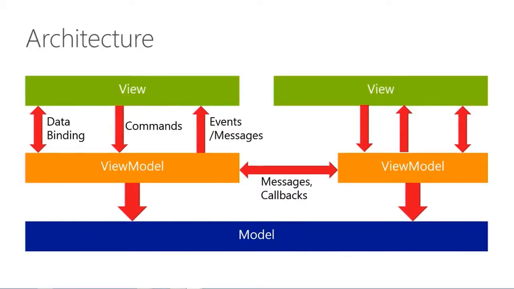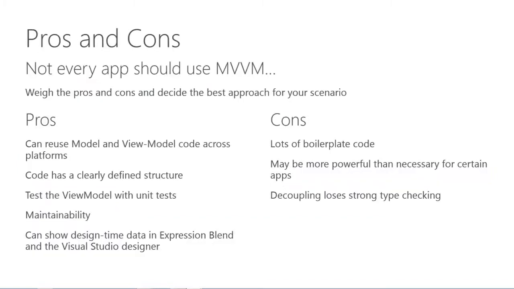That is often the case, but does not necessarily have to be the case. And you may often find that there is more than one view model on a screen, or on a view rather. In that case, you may want to communicate between view models. The way you would do that is using messages and callbacks, that sort of thing. So we'll talk a little bit about that later on.